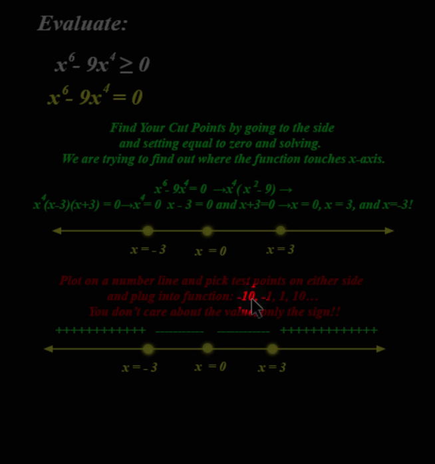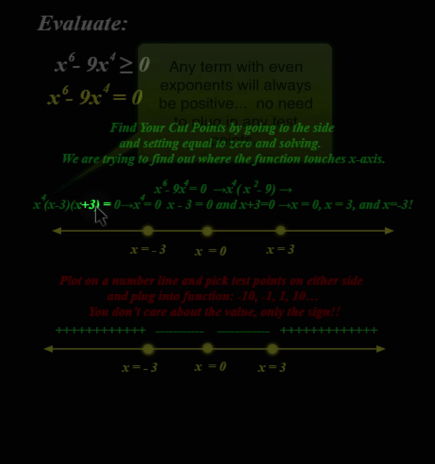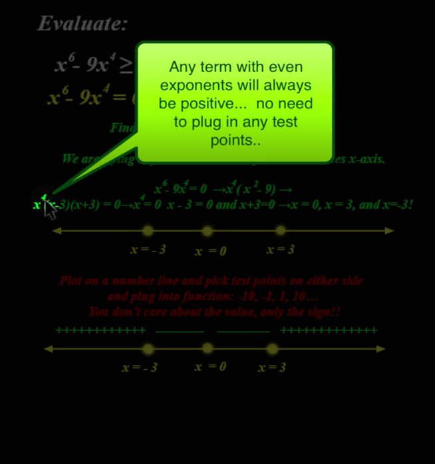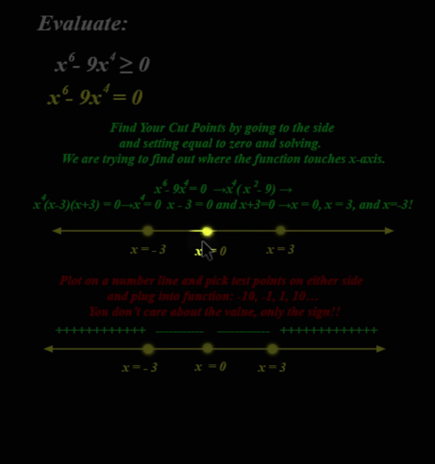So what we're going to do is plug these test points into the factored form, which is easiest. And I don't need to worry about x to the 4th because it's always going to be positive. Any even exponent will ensure whatever's being plugged in is going to be positive. So when I plug in a negative 10 into this, I'm going to get negative 10 minus 3, which is negative. Negative 10 plus 3 is positive.